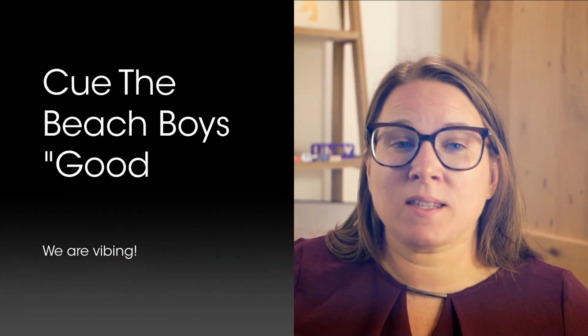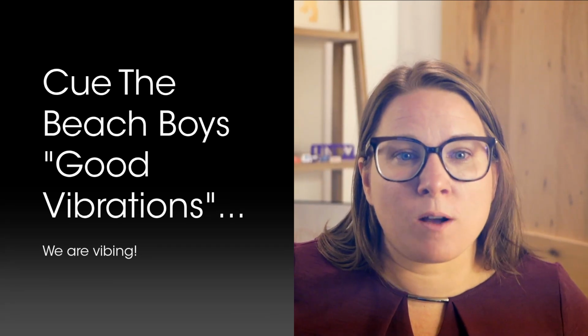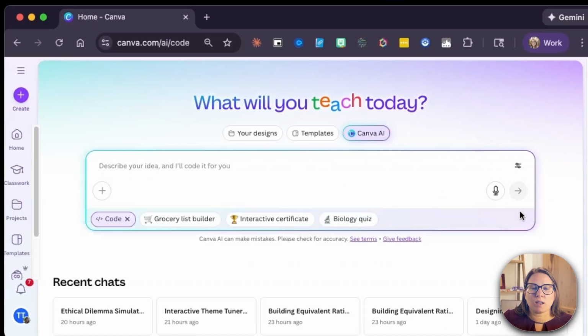Don't panic. You do not need to know how to code. We are going to be vibe coding, which means that we give it a prompt and the AI uses that prompt to write the code for us. So you're going to type your prompt into the box and hit send.